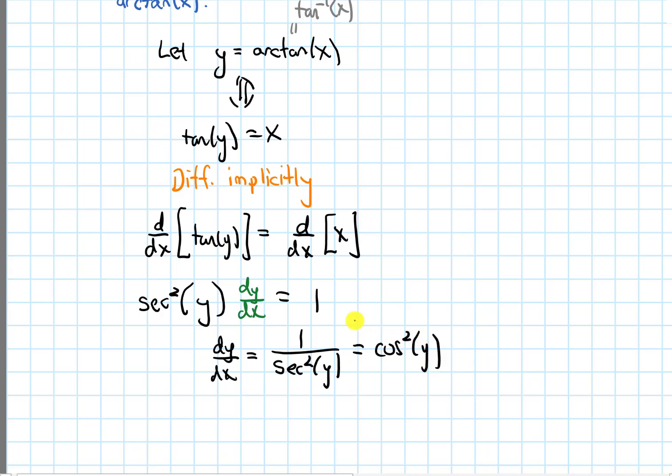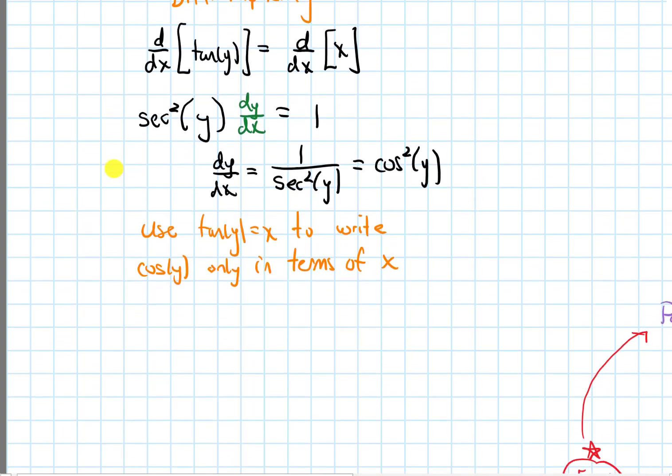But I don't want to leave my answer like this in terms of the variable y, because the original function was in terms of x. So my idea is going to be, let's use the equation that we have already, tangent of y equals x, to write that cosine of y term only in terms of x. That way I can get my derivative purely in terms of x.